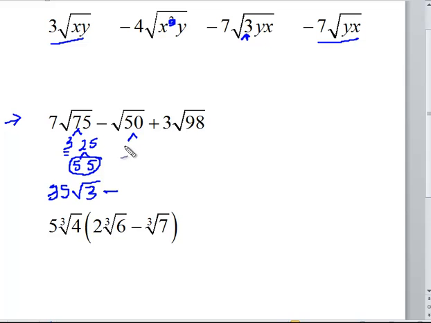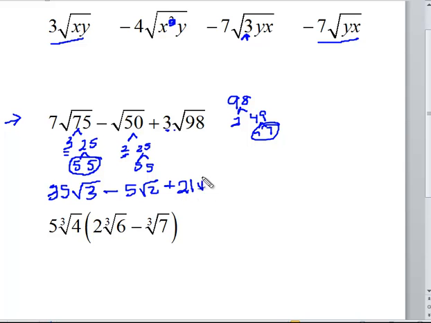And 50 is 2 and 25, and 5 and 5, so 5 comes out, a leftover 2 on the inside. 98 breaks down to 2 and 49. And that's 7 and 7, so a 7 comes out. There was already a 3 out here, and that 3 is being multiplied. So the 7 also gets multiplied by the 3. So we have 21 radical 2.